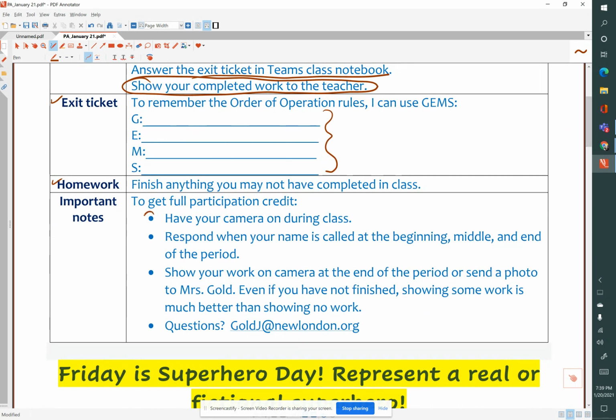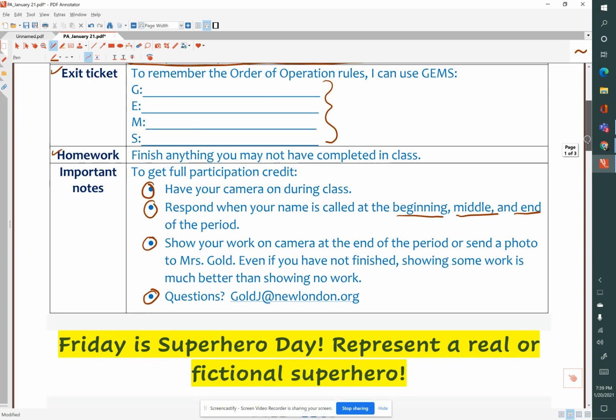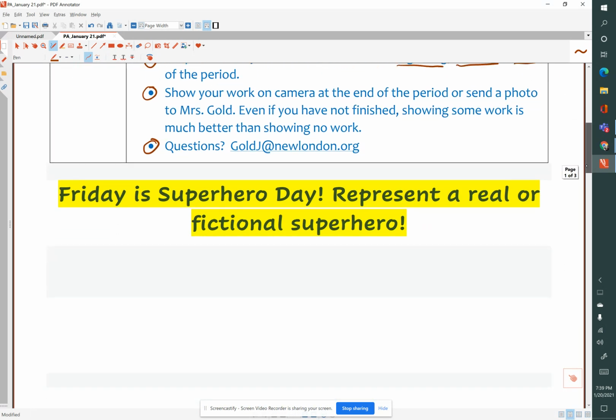So you're doing very good with the cameras on. I'm starting to see more and more of that. I'm glad when you respond at the beginning, middle, and end of the period. I'm so happy to see your work. A couple of you do still email, but really to show it to me on camera at the end of the period is sufficient. I just think it's much easier, and I'm able to see it pretty good. This is all working out pretty well. So I appreciate your cooperation with that. And if you have any questions, don't put them in the chat. Send me an email so I can be very thoughtful and careful in my response.